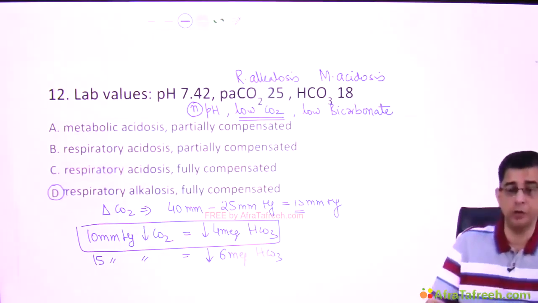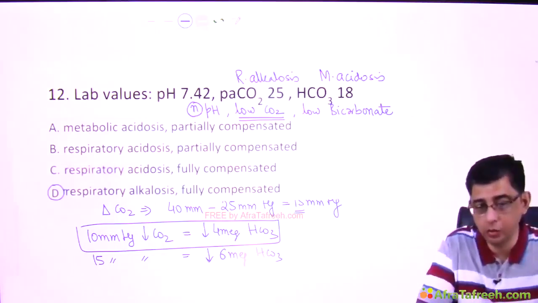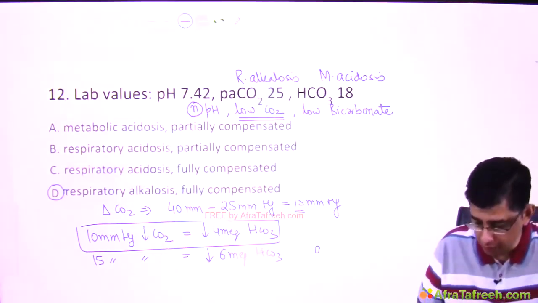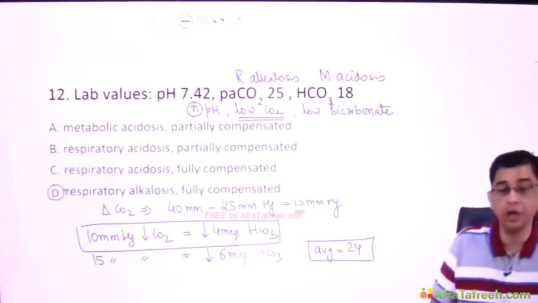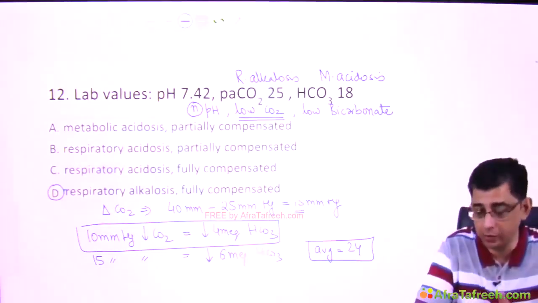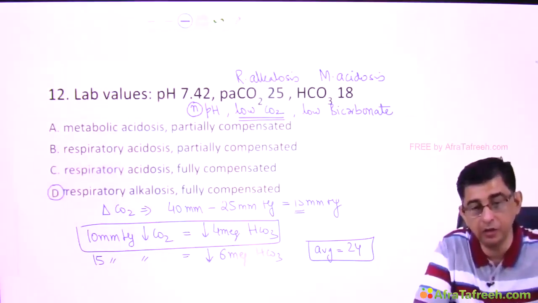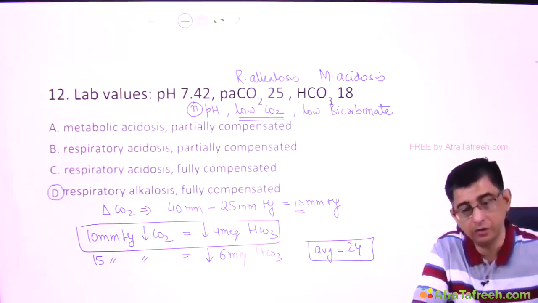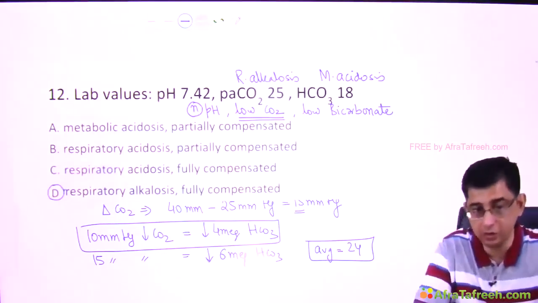If you take the average value of bicarbonate as 24, with 22 to 26 as the range, 24 minus 6 would be 18, and that is the value in this question. That means compensation is occurring adequately in this particular case. There is an adequate compensation occurring in this case. That is why the pH of this particular patient is normal.